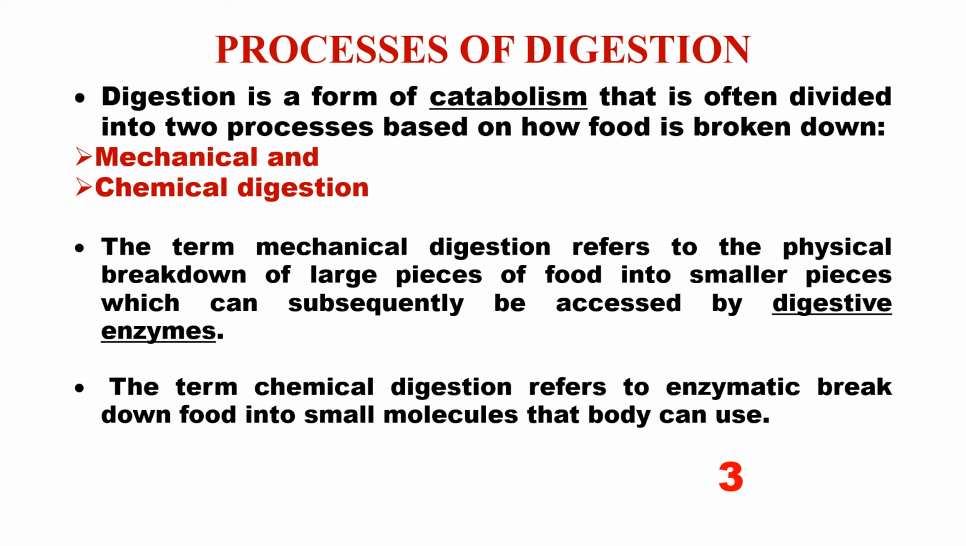Coming back to the mechanical process, it simply has to do with the physical breaking down of food materials from larger pieces into smaller pieces with the help of the teeth during chewing. Mastication and swallowing are part of the mechanical process of digestion, as well as movement of food down the alimentary canal, which we often refer to as peristalsis. The term chemical digestion refers to the process by which giant food molecules are broken down with the help of chemicals, enzymes.